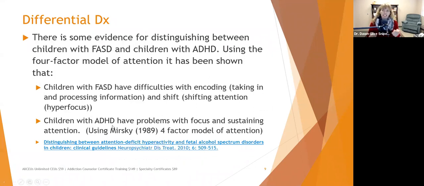Now, there is some evidence for distinguishing between children with FASD and children with ADHD, and I'm not going to spend a lot of time here because it really takes a lot of specialization to ferret out the difference. Generally, children with FASD have difficulties with encoding, taking in and processing information, and shifting attention. They have hyperfocus. Children with ADHD have problems with the focus and sustaining attention. Now, if you've worked with children with ADHD, you also know that they can have hyperfocus. They can get extremely focused on something that they really enjoy, but they have difficulty on some other things. So there are a lot of nuances in the differentiation, but it is important to take a look and make sure that we are effectively differentially diagnosing FASD from ADHD.